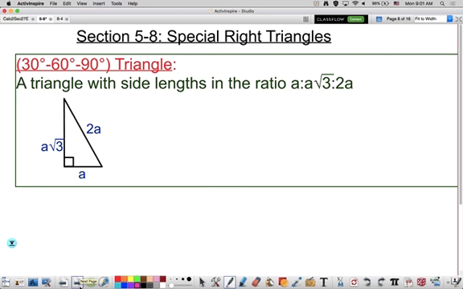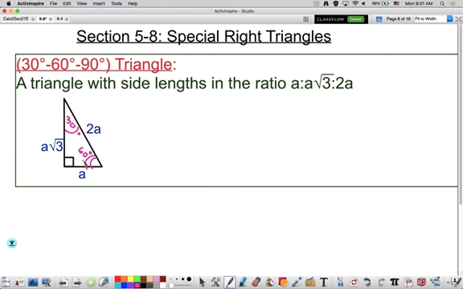Write this one down. This one is going to be called a 30, 60, 90 triangle. You guys, think for a second. Which one's going to be 30? Which one's going to be 60? Which one's going to be 90? The shortest one's going to be 30. Which one's the shortest one? A. You got it. Very good. That one's 30. So this one is 60. That one's obviously 90.